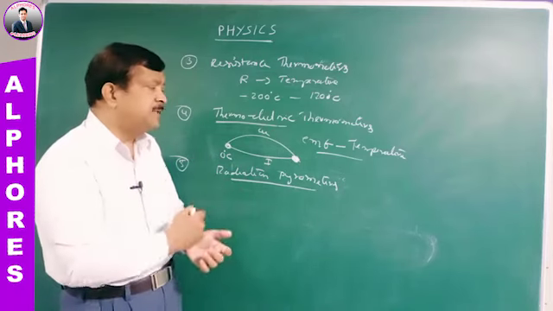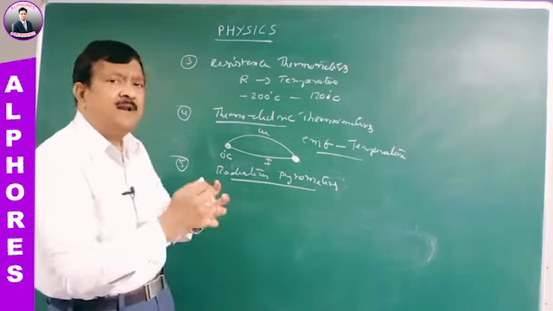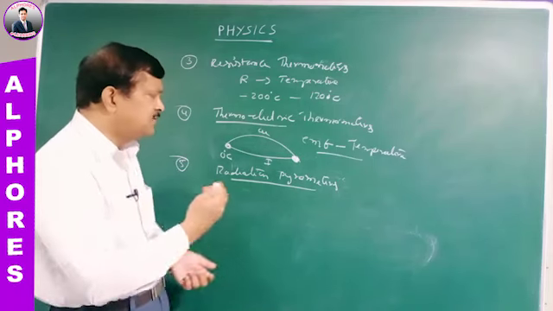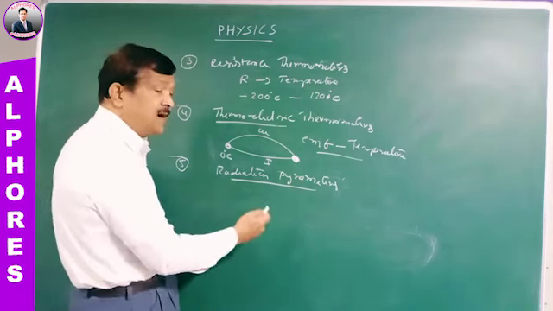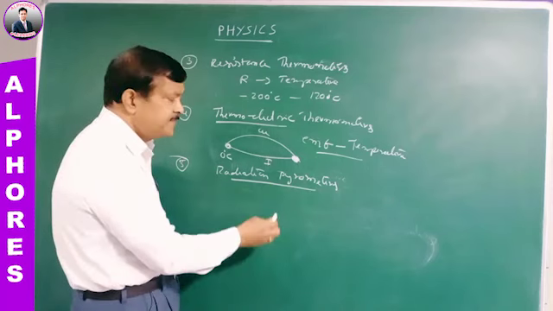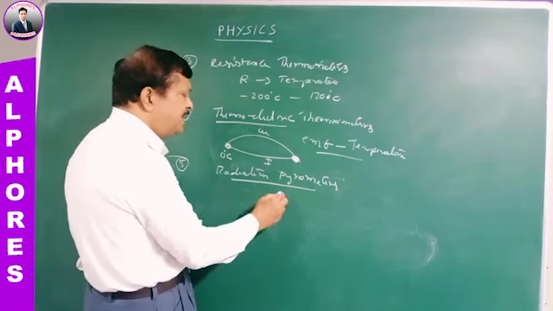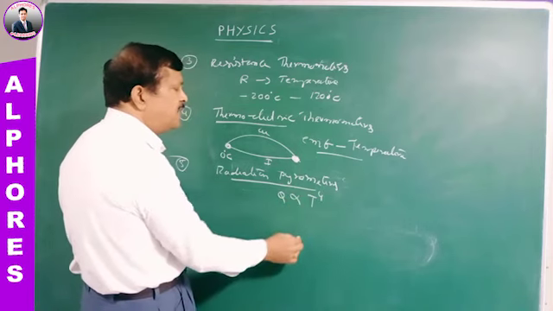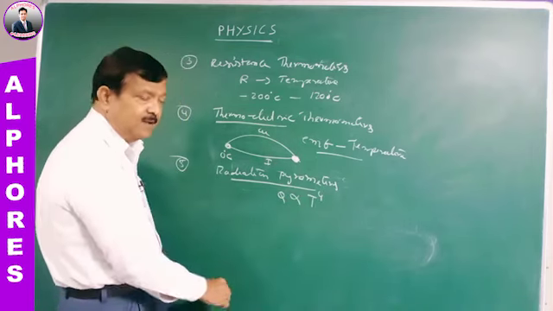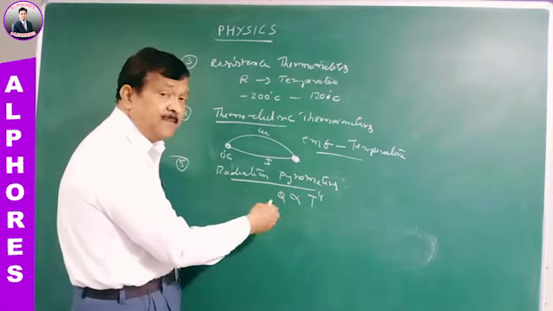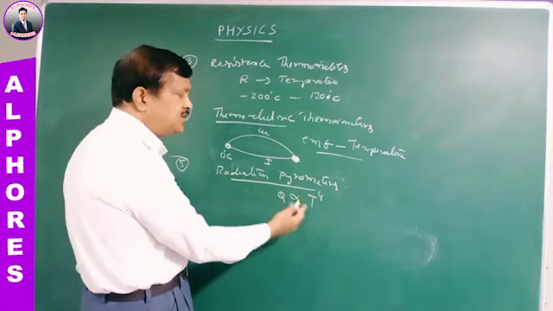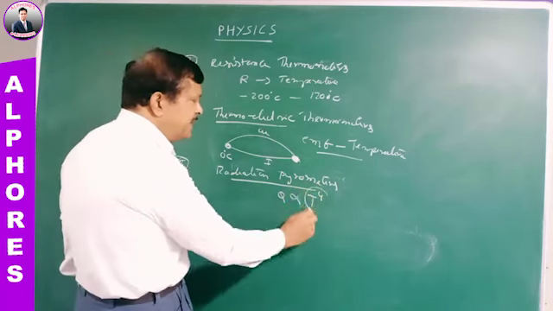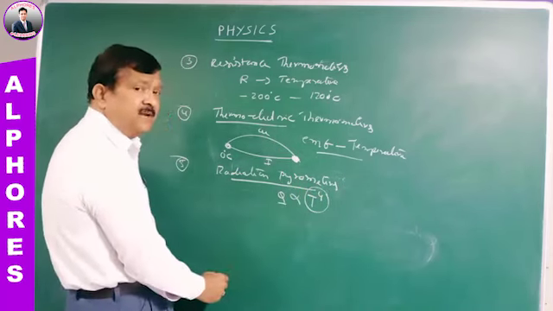But the basic principle involved is that whenever there is a hot body, it emits thermal radiation. According to the law known as Stefan's law that we will be studying after some time, the energy radiated from a hot body is directly proportional to the fourth power of the temperature of the body. That means when the temperature is very high, it emits more energy.